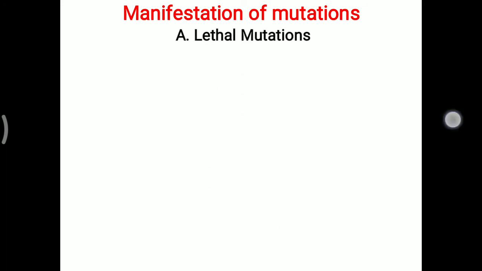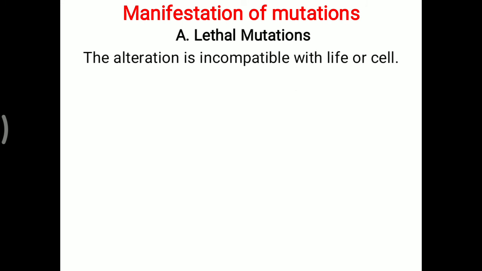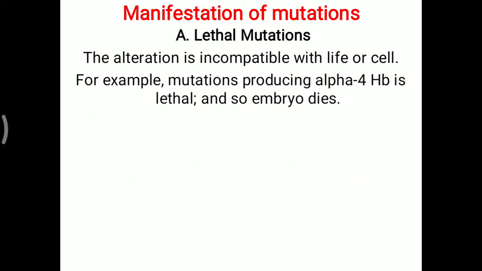So first, that is the lethal mutation. What is lethal? The alteration is incompatible with the life of the cell, or the organism is not able to survive. Then it is called a lethal manifestation of the mutation. For example, a mutation producing alpha 4 hemoglobin is lethal, and the embryo will die. Simple. Alpha 4 hemoglobin is not able to transport oxygen, and definitely that person will not be able to survive.